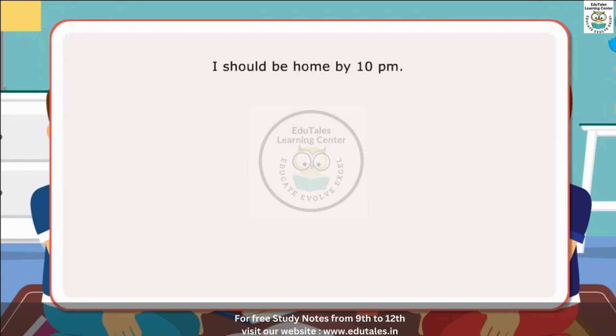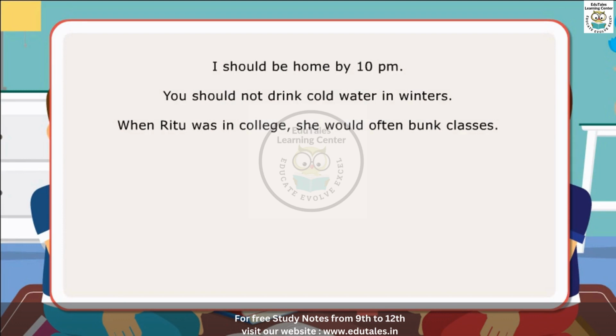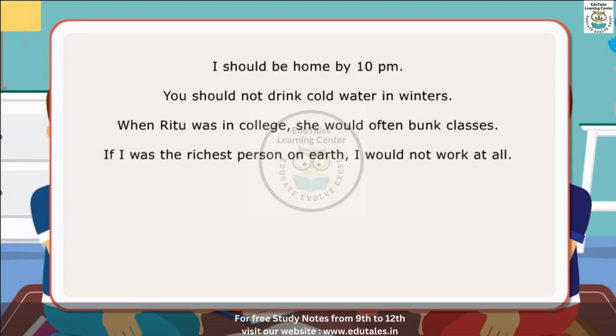I should be home by 10 p.m. You should not drink cold water in winters. When Ritu was in college, she would often bunk classes. If I was the richest person on earth, I would not work at all.